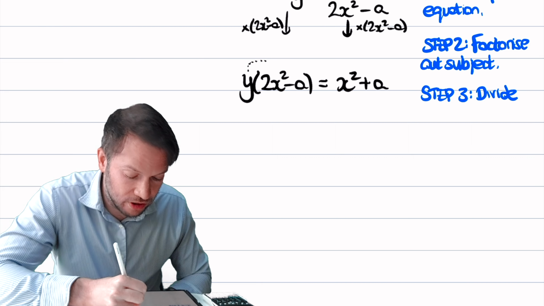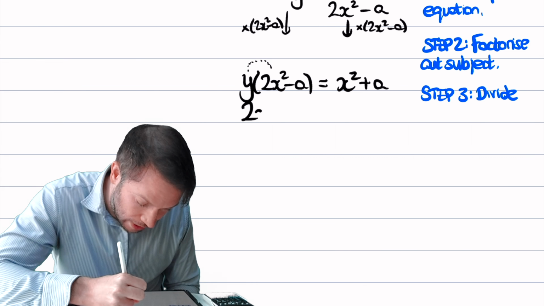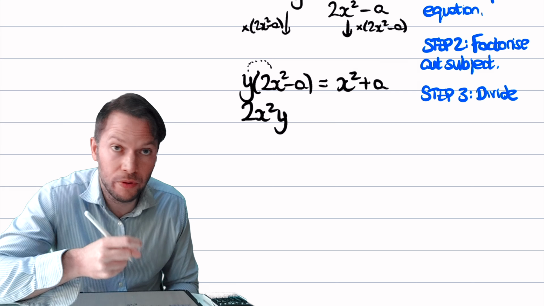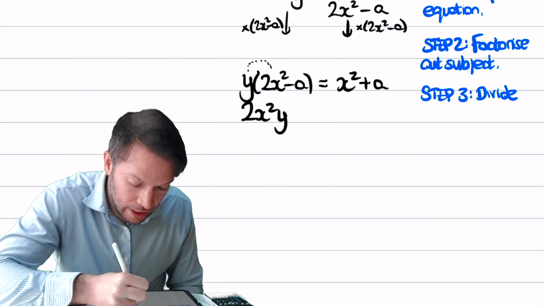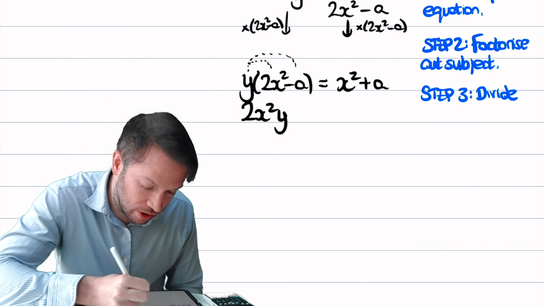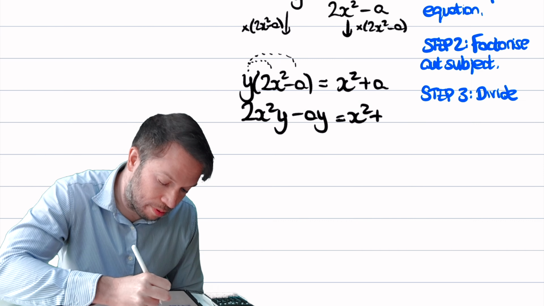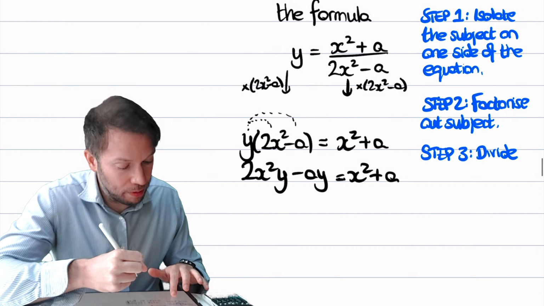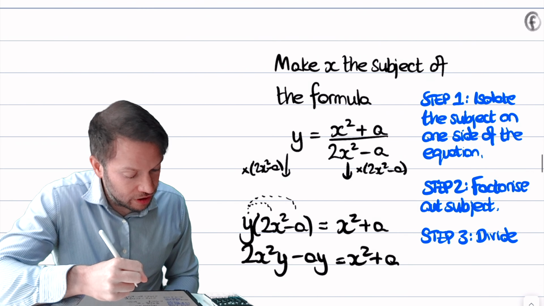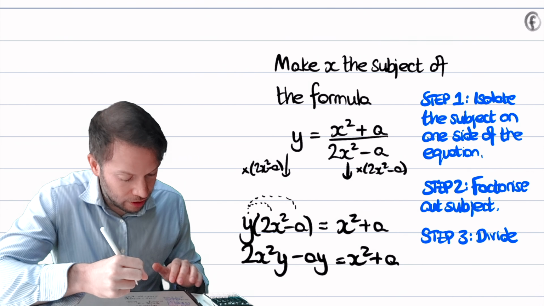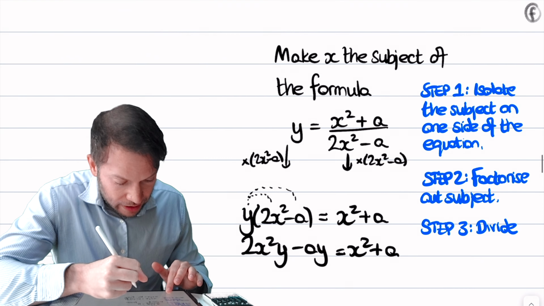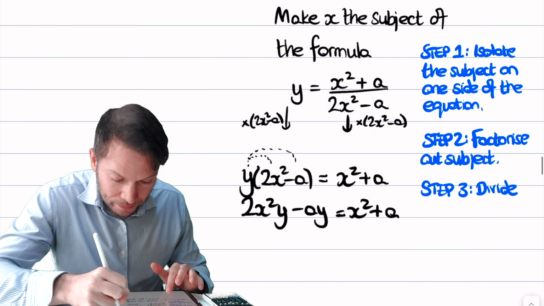We do y times 2x squared, which is 2x squared y. Remember alphabetical order with the number first, the 2 first. And then y times minus a, which is minus ay. And now there's no brackets, no fractions, great. So we can now apply these steps. Step 1 was to isolate the subject on one side of the equation. Now the subject is x.